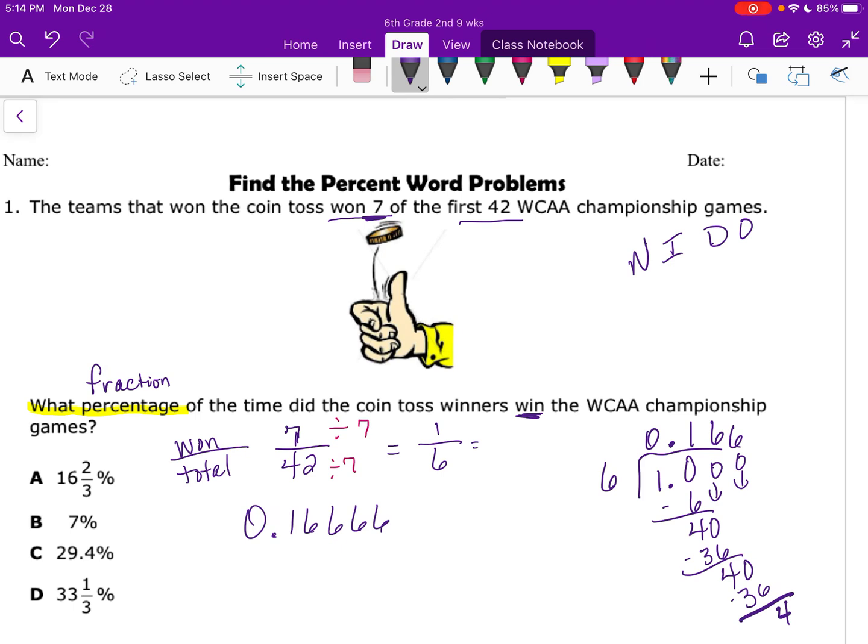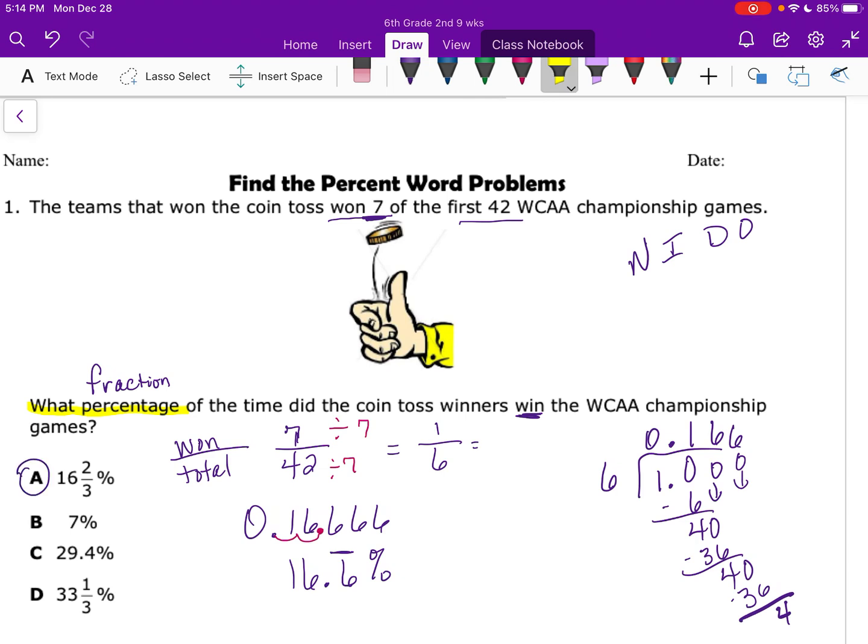Now, to make it a percent, you have to move our decimal 2 places to the right. I hope this is ringing some bells. So our decimal was here, and now it's going to be here. So our percent is going to be 16.6 repeating percent. Now, when you look at your answer choices, that answer is not there, is it? No, we have 16 2/3%, 7%, 29.4%, and 33 1/3%. Okay, so the answer is A.